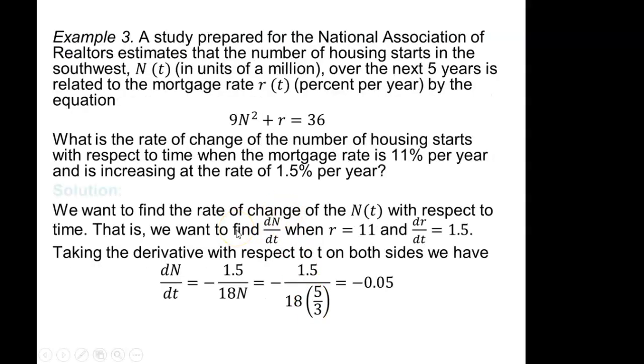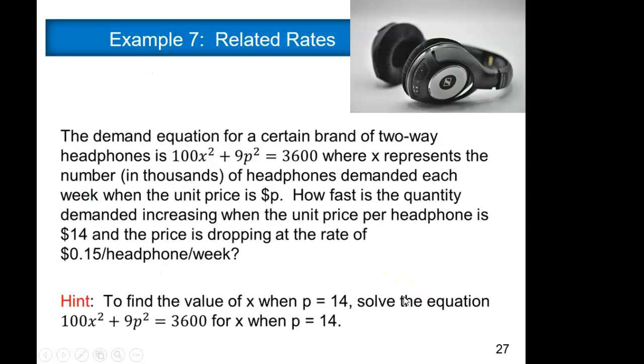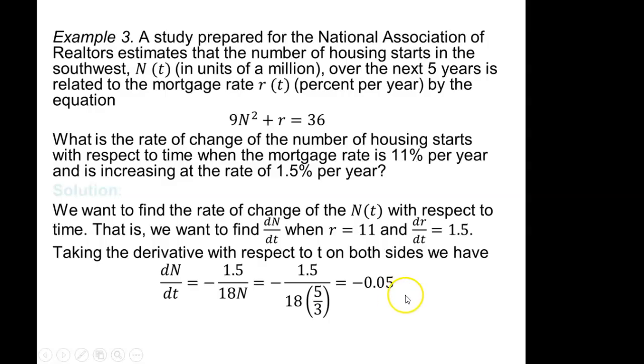Okay, so to finish this up and to answer the question, which is ultimately, what is the rate of change? We'll have dn/dt is this expression here. We just found out that n is 5/3, so I'm going to make that substitution, and I come out with negative 0.05, and that would be the rate of change. So I have negative 5% as the rate of change for the number of housing starts.